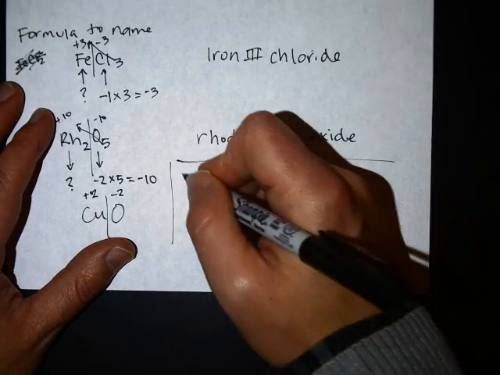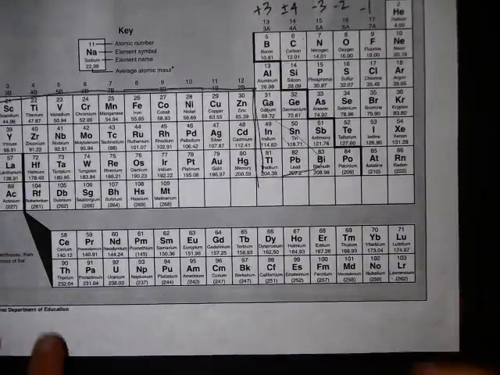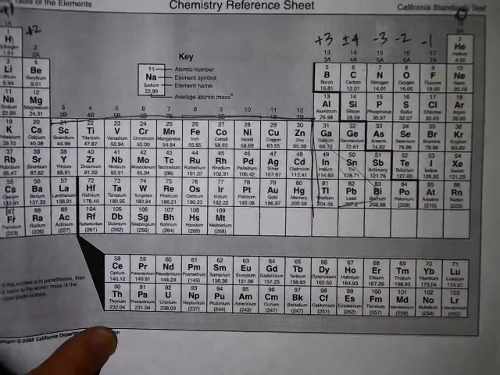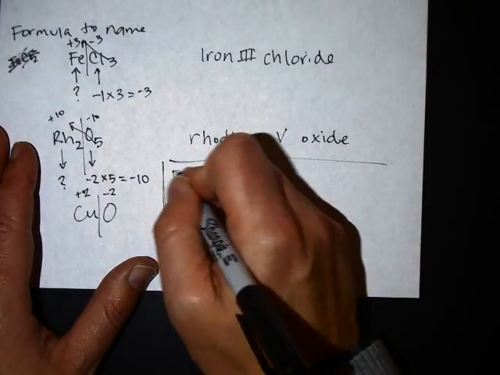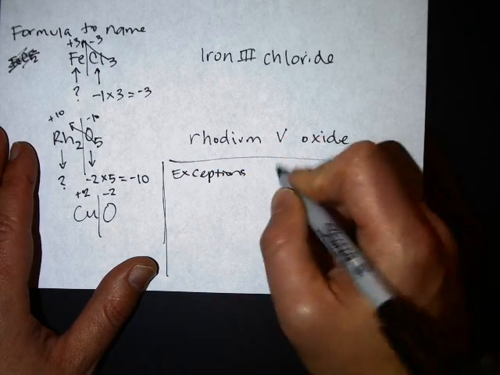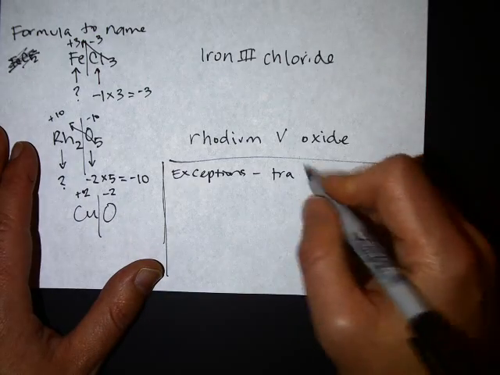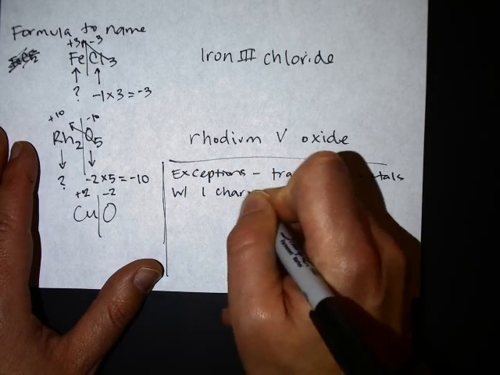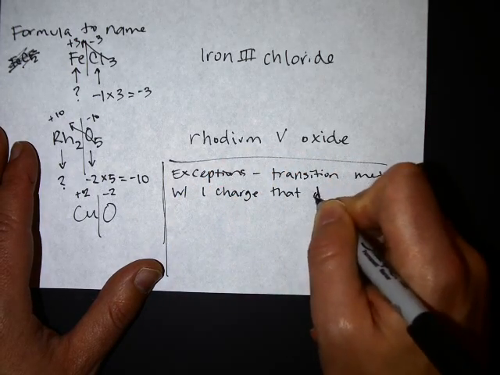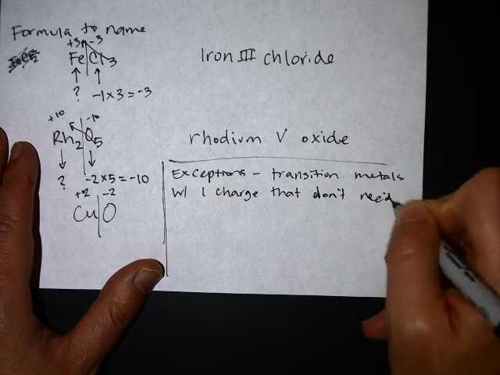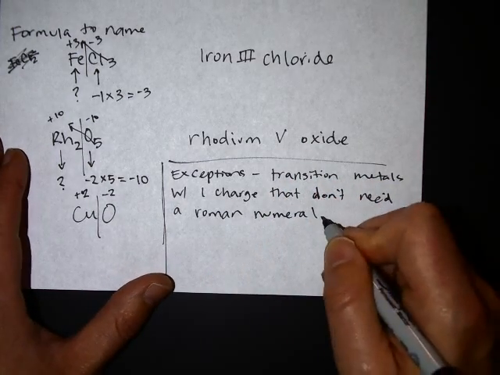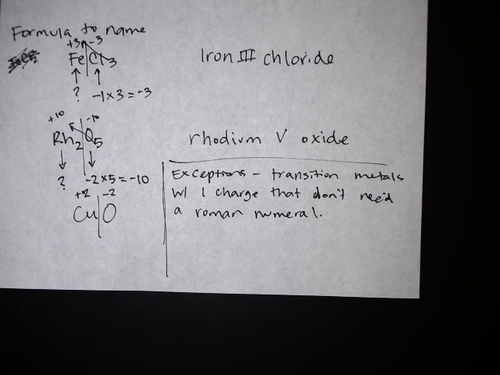There are a handful of transition metals, the last thing I'll say to you, that are exceptions. They don't have more than one charge. They only have one charge. I'm going to tell you what they are, and they don't need Roman numerals. Exceptions: transition metals that do not need a Roman numeral. Got kind of wordy. Oh well. There's got to be an easier way to say that. Some transition metals only have one charge, and they don't need a Roman numeral. That's what I should have said.